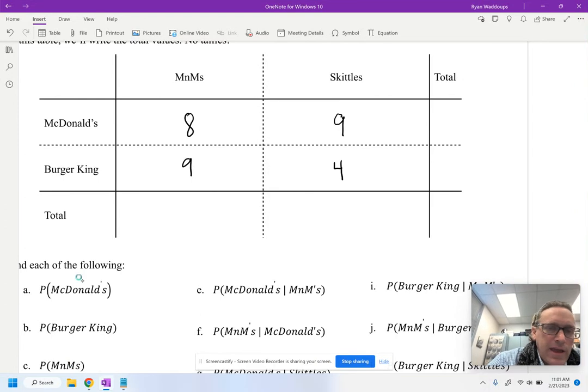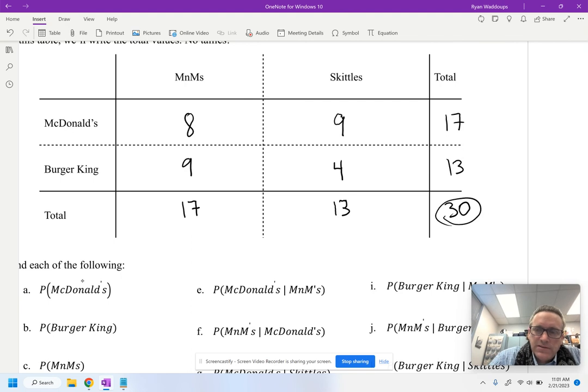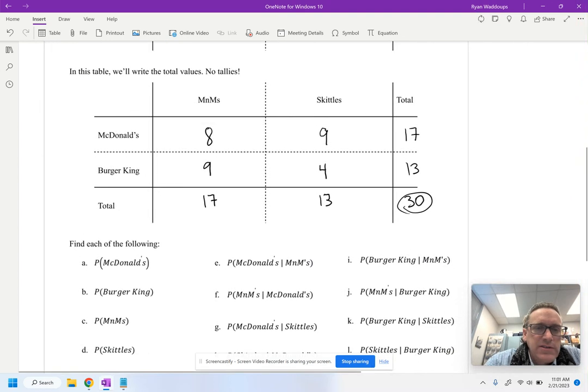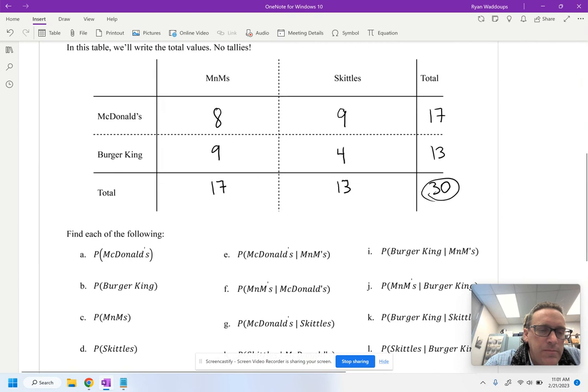And so now what I do is I add them all together. 8 plus 9 is 17. And 9 plus 4 is 13. And 17 plus 13, sure enough, is 30. So that's the total number of people that I have tallied. So then I can use this two-way table to give the probabilities.